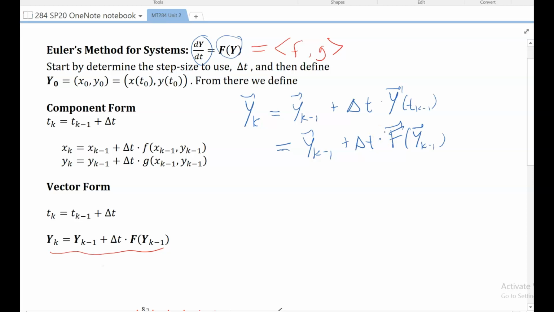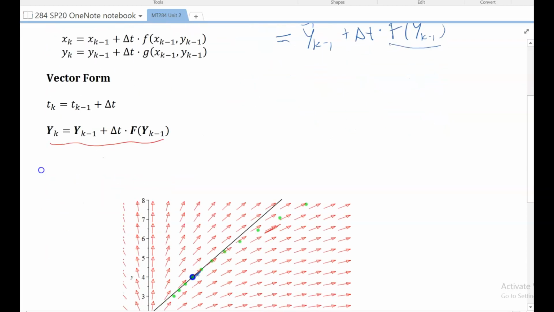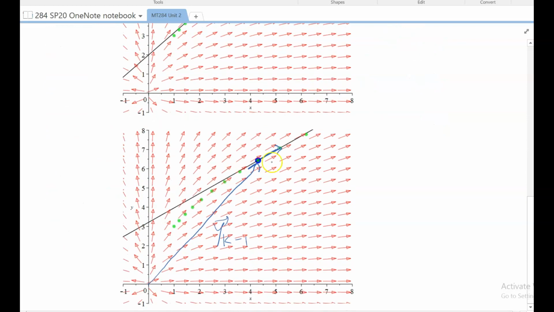What are we adding on? We're scaling the derivative vector, but via the differential equation, the derivative vector is equal to the output of the right-hand side. So thinking about this in this picture right here, what is this vector we're adding on to it? This vector we're adding on is delta t times the vector field at that point. Alright, so that's the vector we're adding on.